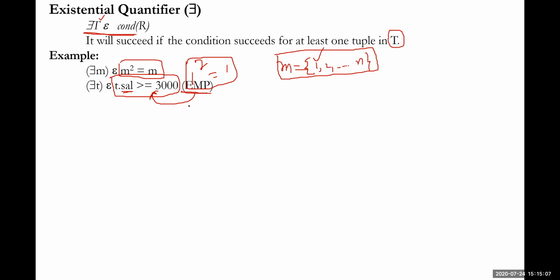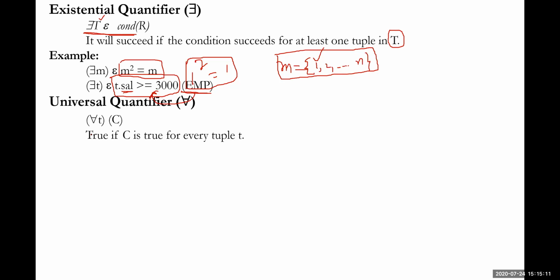Okay. Then the universal quantifier for all will also be specified in the same fashion. If the condition returns true on every tuple, then the data will be displayed. On which tuples? Every tuple, in the sense that if 20 rows are there, all 20 rows should satisfy the condition. Where exactly the condition gets satisfied, they could be displayed.